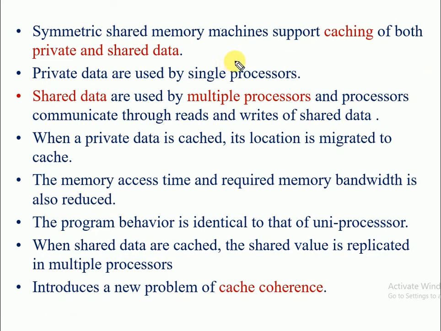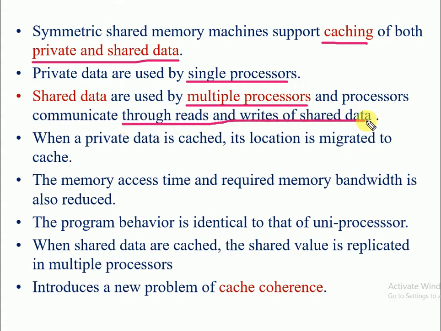Symmetric shared memory machines support caching of both private and shared data. This allows the caching of private data, in the sense of the private data of all the processes, and also the shared data, that is, the data that can be shared among all the processes. Both can be cached in each process's own caches. Private data are used by that individual process alone, but shared data are used by more than one process, and the processes communicate through reads and writes on the shared data with the support of the bus.